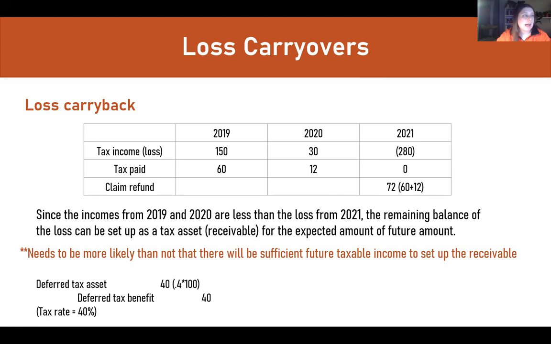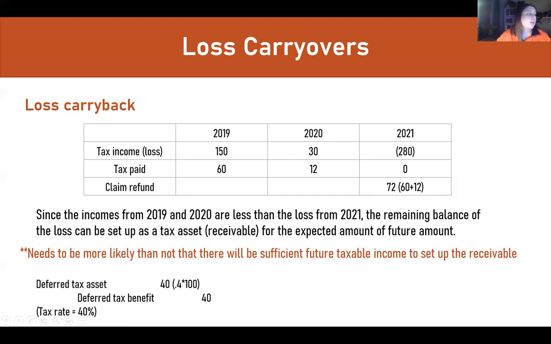So that $100 can be set up as a tax asset, as a receivable for the expected amount of future income or future taxes that you're going to pay. You have to keep in mind that this can only be done if it's more likely than not that you're going to have taxable income in future years. If you think that for 20 years you're only going to have losses, well, you're not going to be setting up that deferred tax asset because you're not going to use it.